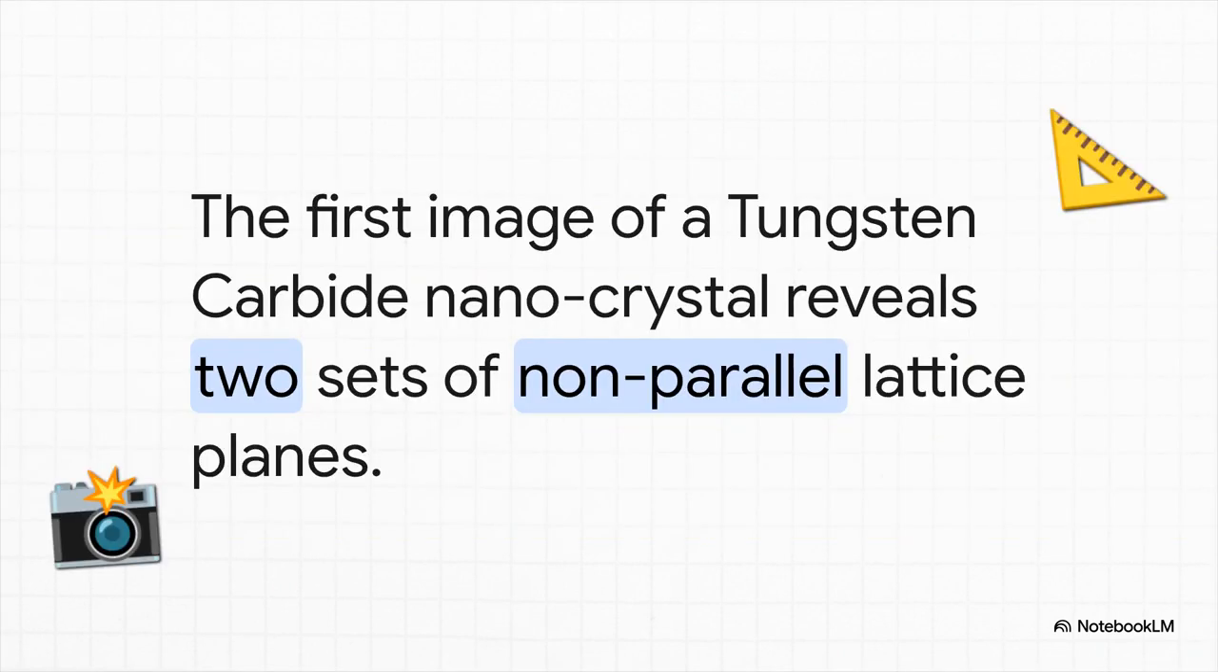All right, let's walk through what they actually did in the lab. They started with a nanocrystal of tungsten carbide. They get this first high-res image, and you can clearly see 2 different sets of lines, these lattice planes. So that's great. They've got 2 dimensions locked down. But the key ingredient, that 3rd dimension, is still hiding.